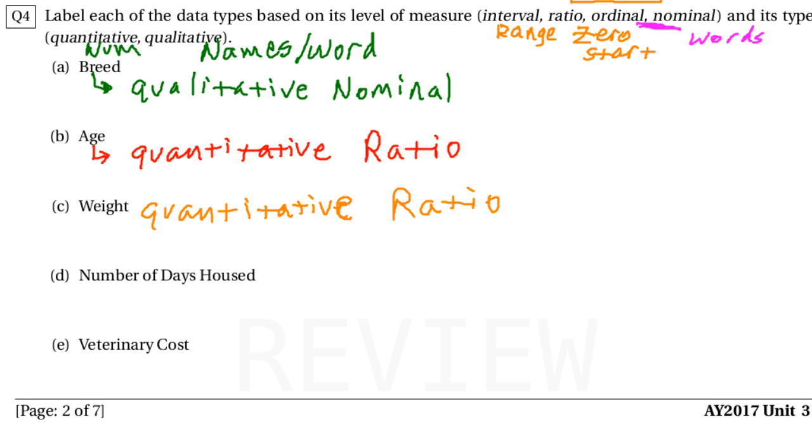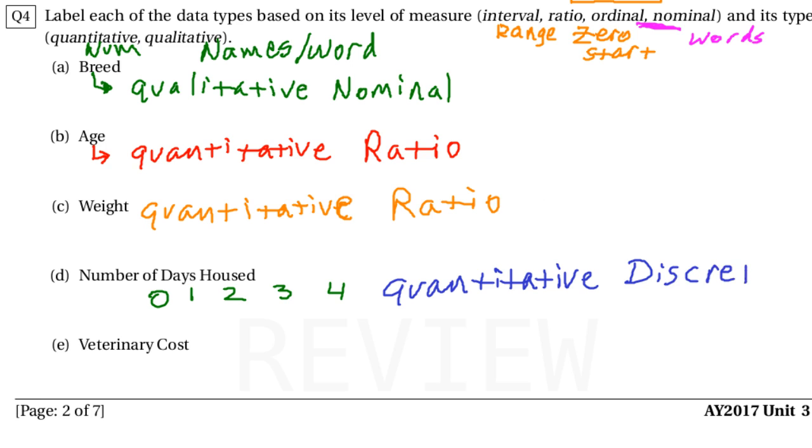Now, the number of days housed. Well, let's think of some examples here. 1, 2, 3, 4. I could also say 0. Well, this is a special case. The reason I say it's a special case is because it is quantitative, but it doesn't really have a 0 starting point and include a range. So this is actually going to be quantitative discrete, even though that wasn't one of our options. But if I had to pick a level of measure for this, we would say it is just discrete.